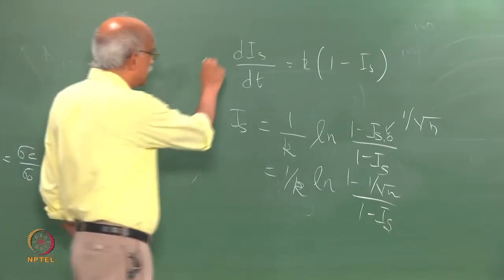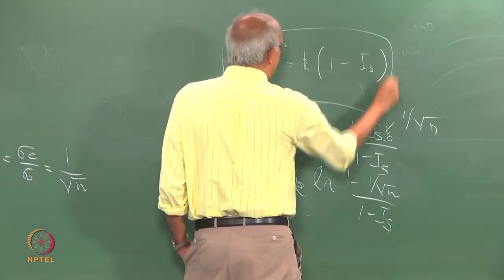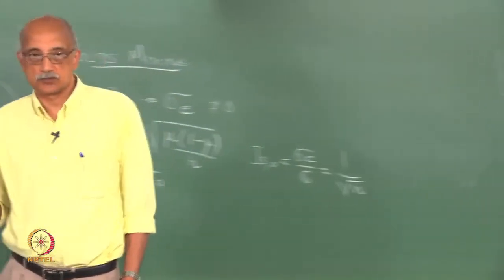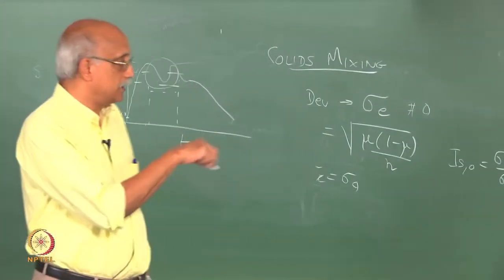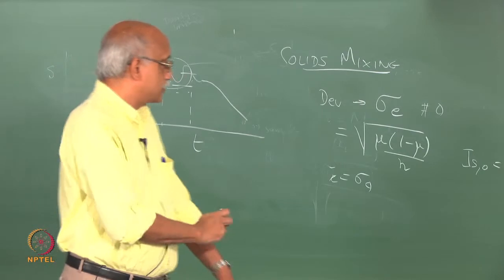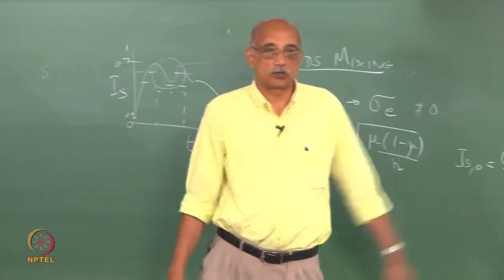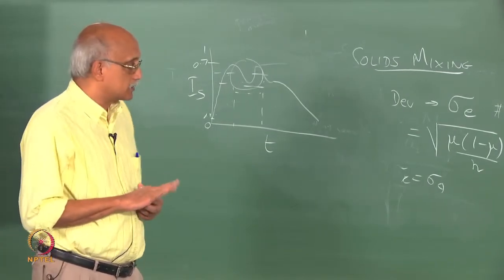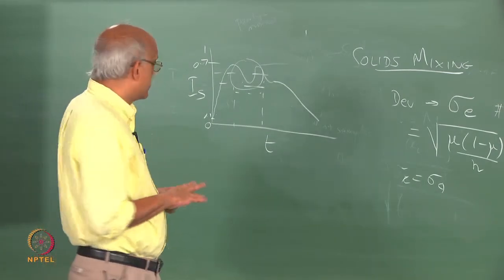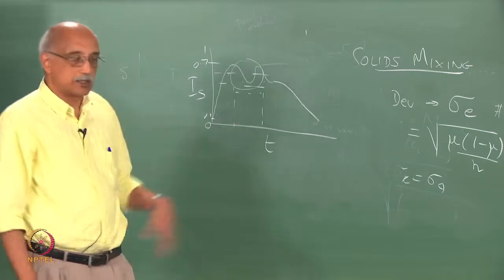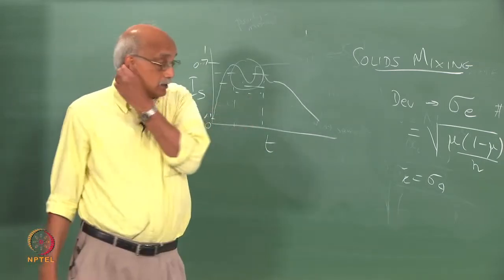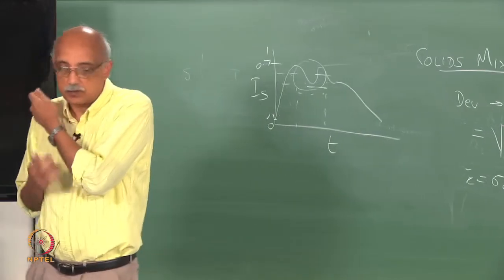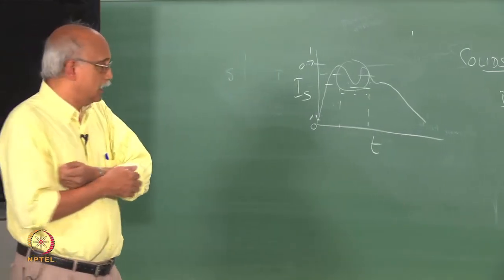Anyway, this is the expression for how the mixing index changes as a function of time, and when you integrate it you will get the value. Just make sure that you substitute 1 over square root of n for the time 0 value of the mixing index. When you solve this you should get an expression that looks like the behavior that you would see when you plot time versus the mixing effectiveness for a solid.